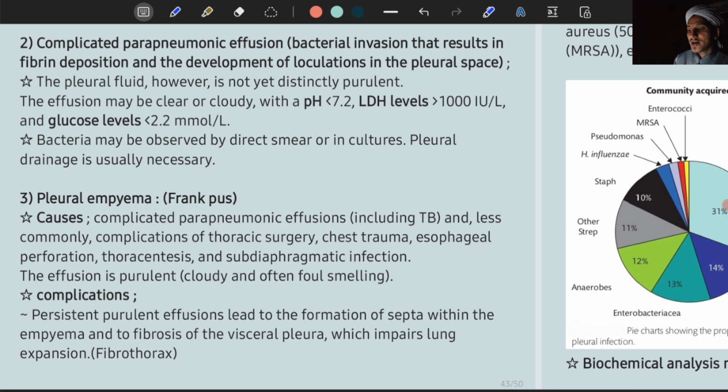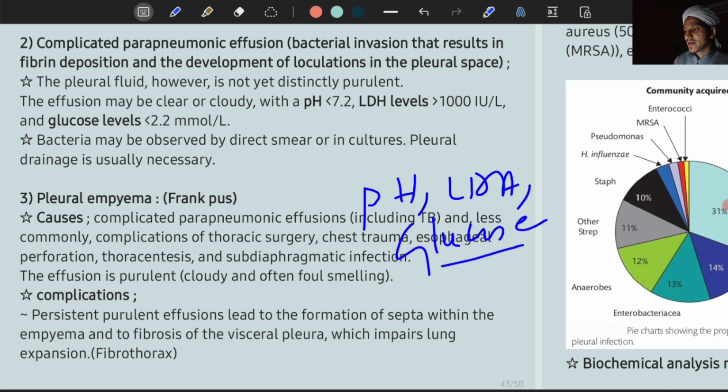The effusion is purulent now. It is cloudy and it is often foul smelling here. And now again, the biochemical, the pH, LDH, and glucose will be similar to complicated parapneumonic effusion in empyema. Remember, pH can be less than 7 also in case of empyema.